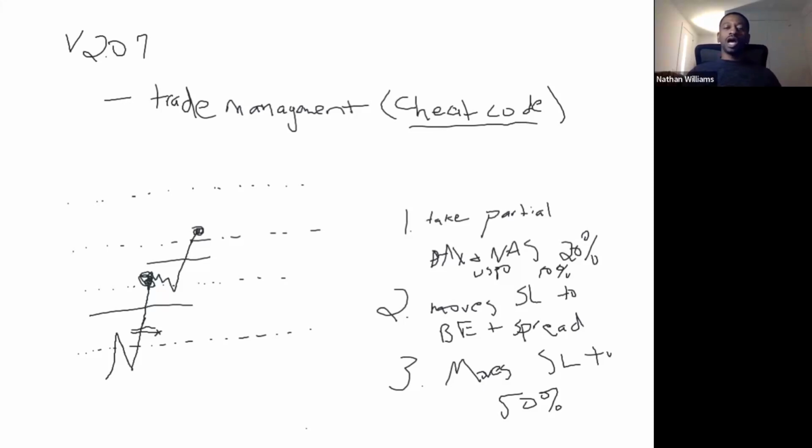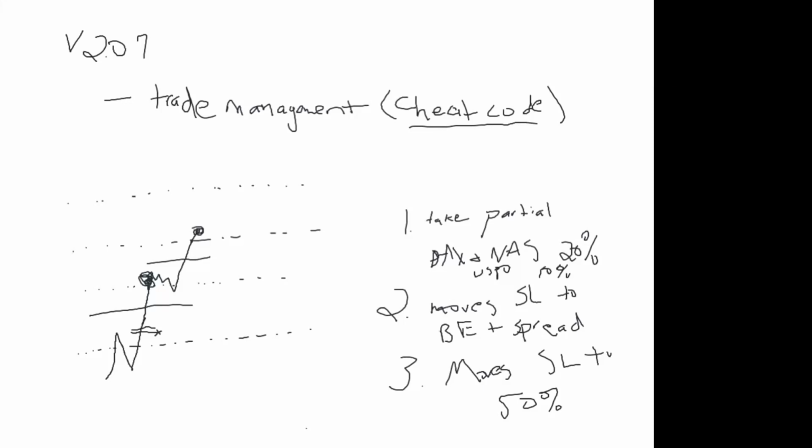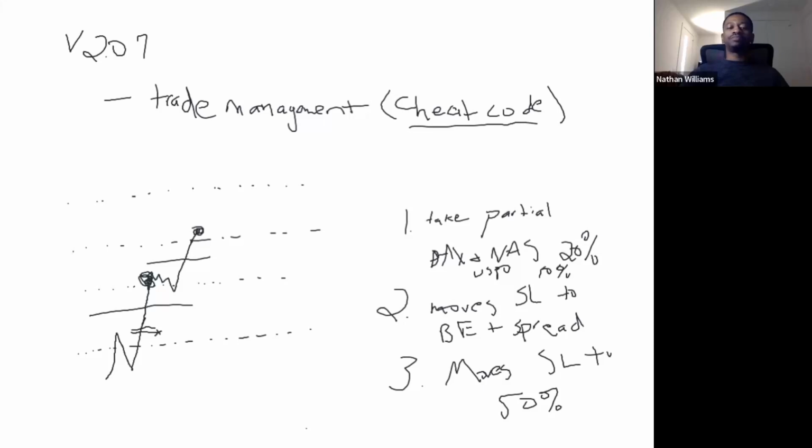So as you get those runners, which we know US 30 and NAS can do, it's going to lock in more profit, and it's going to secure more profit as well. So that's the first thing that was added.